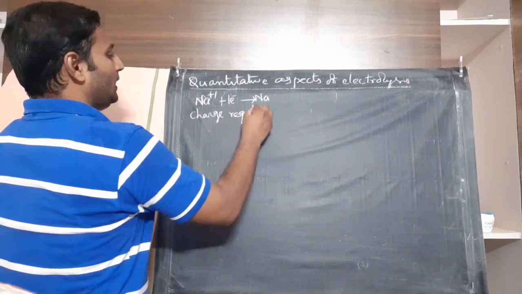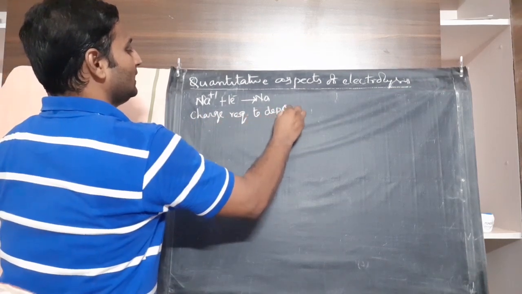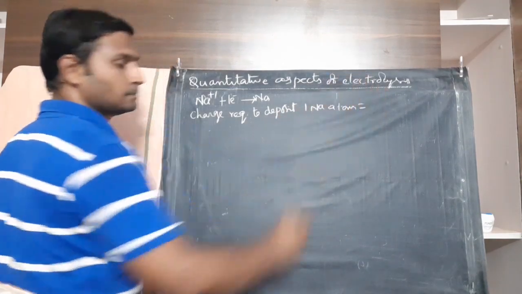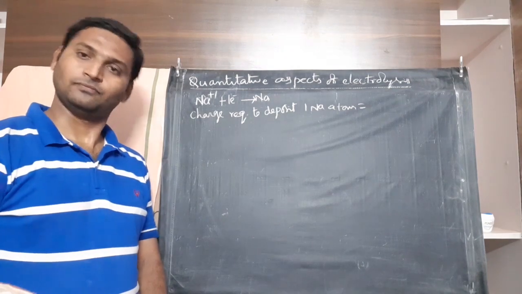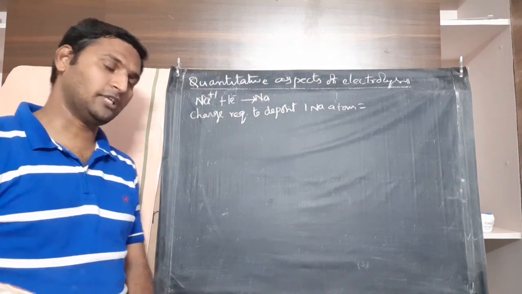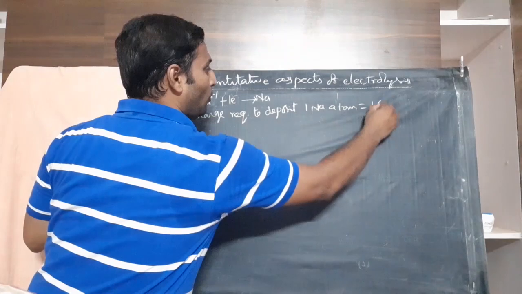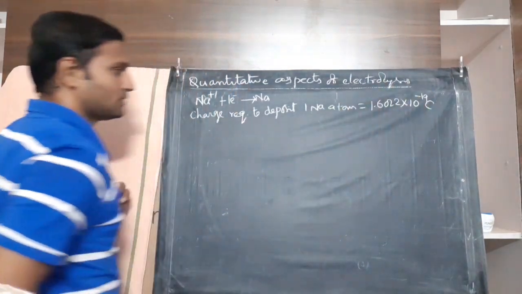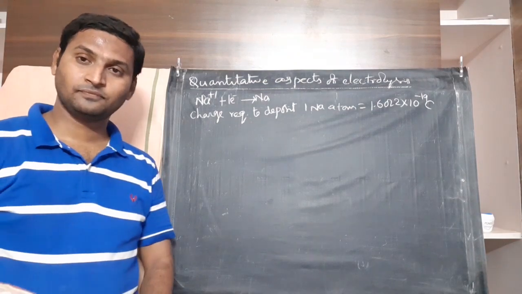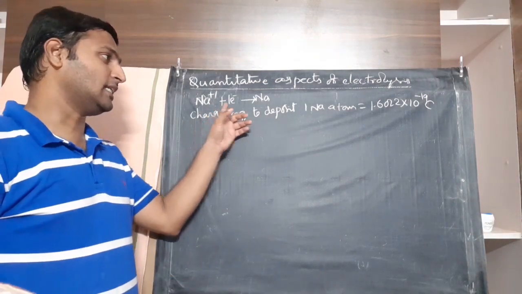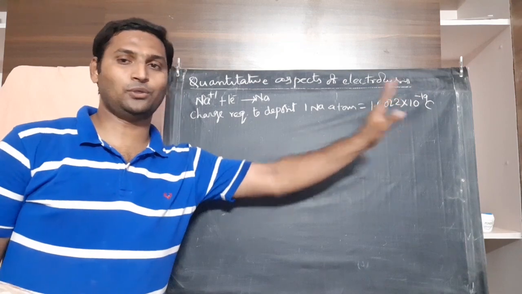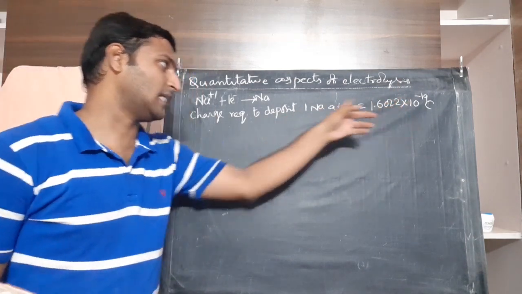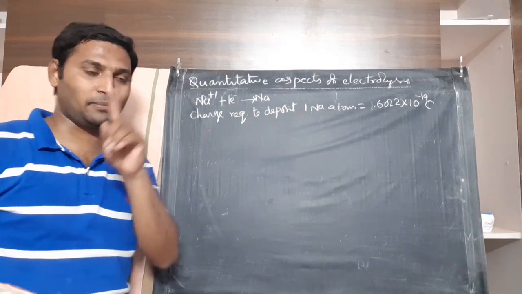Charge required to deposit one sodium atom is how much? Have you worked on it? You are absolutely right. It is 1.6022 into 10 power minus 19 coulombs. Why? Because charge on each electron is 1.6022 into 10 power minus 19 coulombs. So 1.6022 into 10 power minus 19 coulombs is required for depositing one sodium atom.